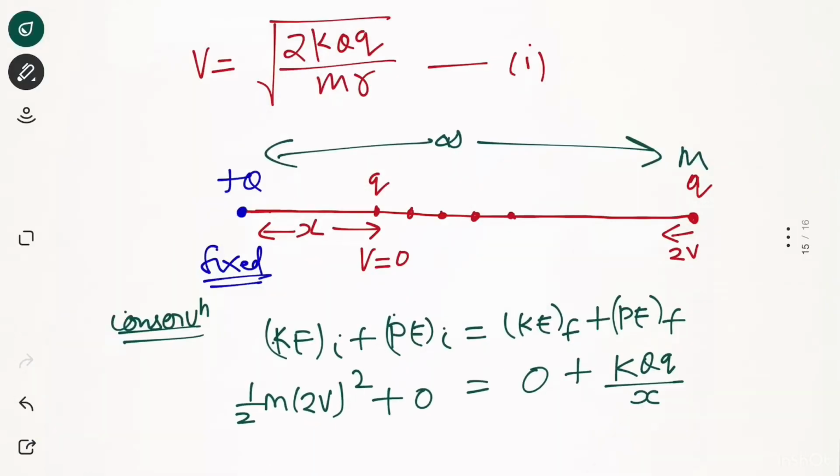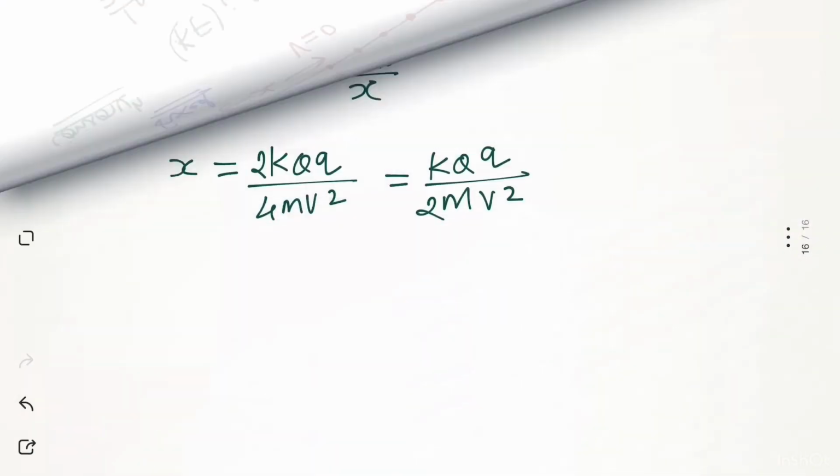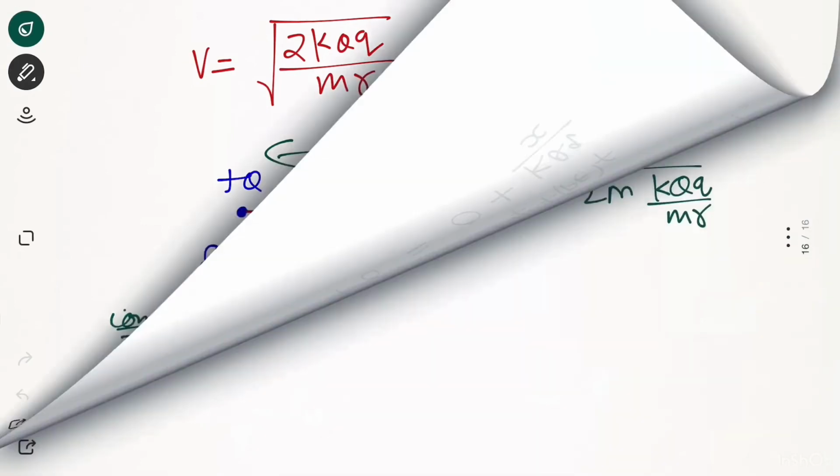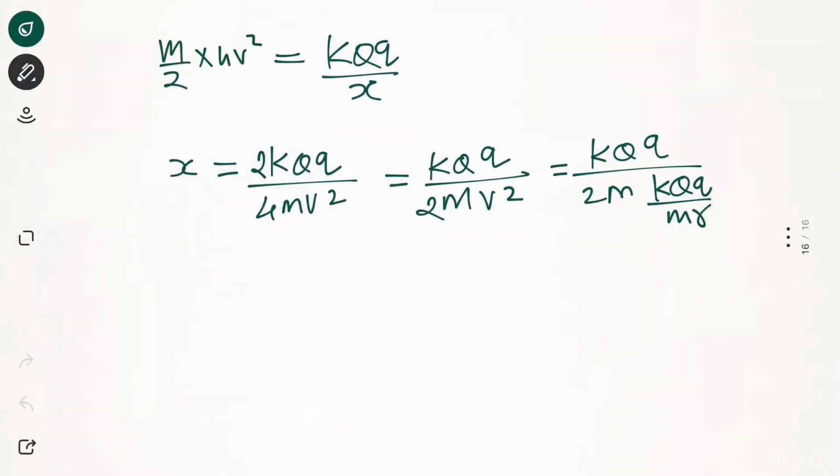So from equation number 1 that we have got, we can write the value of v square. It is, once again, 2kQq divided by mr. Yes, we have 2 also. So here we'll get 2 into 2, and the remaining answer will be 4. Here kQq will get cancelled, and m and m will get cancelled. So we will get x equals r divided by 4.